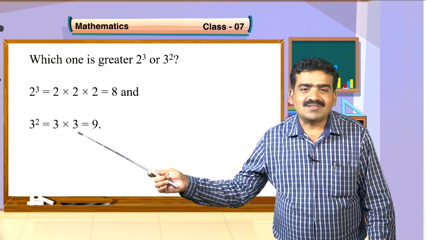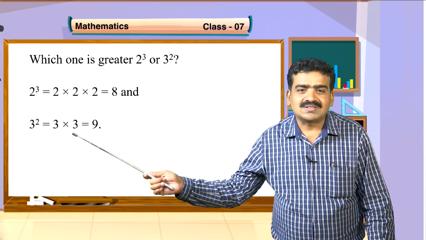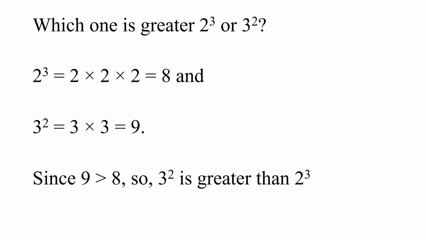Similarly, 3 squared means 3 into 3, 3 has to be multiplied 2 times, therefore, 3 3s are 9. Then when we compare 2 to the power of 3 and 3 to the power of 2, we get 8 and 9. Here 8 is smaller, 9 is larger, therefore, 9 is greater than 8. So, that means 3 squared is greater than 2 cubed.